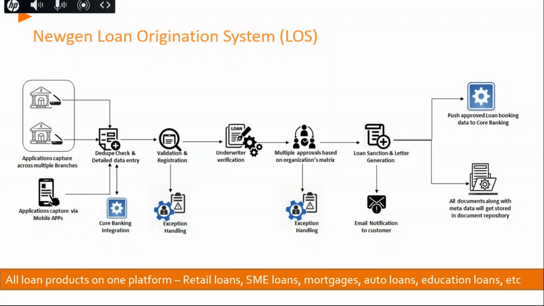Finally, based on the organization's various approval levels and the loan product, the approval matrix is taken care of. Again, at this point, the solution provides you with an exception handling scenario. If, for example, you find something missing, you can send it back to the exception team or to the relationship manager so that he can collect those documents or work on that part. Finally, the loan is sanctioned, and a sanction letter or a pre-approval letter can be generated through email or as a hard copy. It can be sent to the customer.